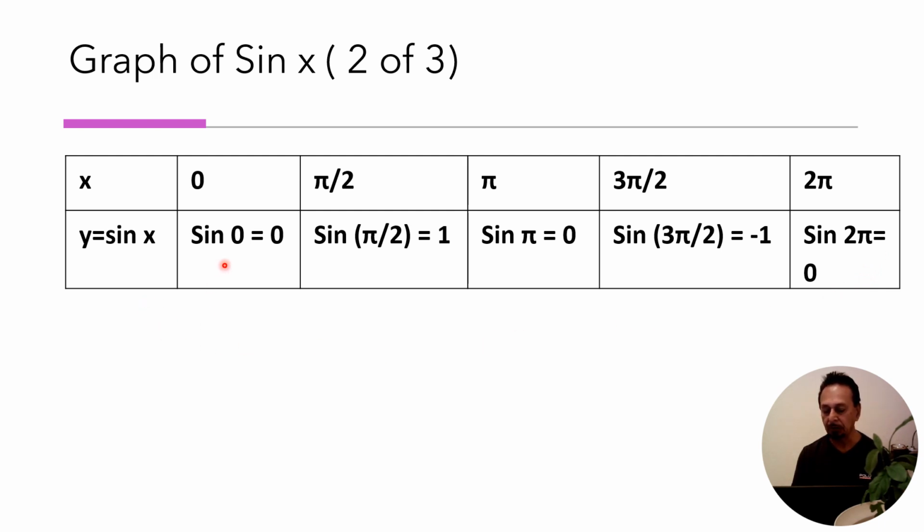So it looks like you start at 0 on the x-axis, you go above the x-axis 1 unit, and then you come back to the x-axis and then go 1 unit below the x-axis, and then you go back to the x-axis.